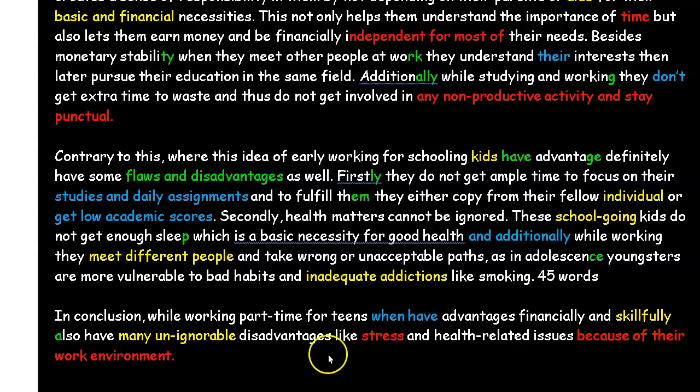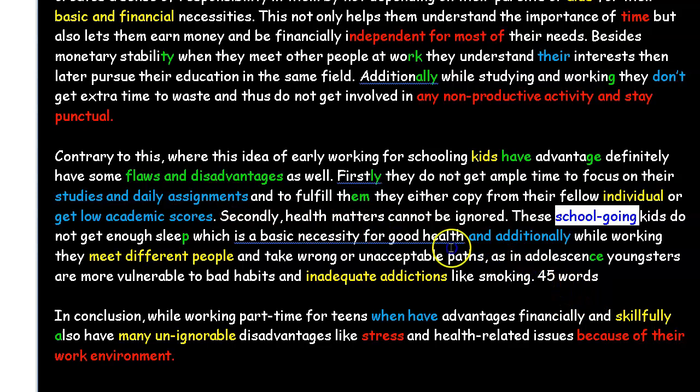While working, they meet different people. Oh, look, just like up here. They meet other people. And here, it's a good thing. Here, when they meet other people, what happens? They take wrong or unacceptable paths. As in adolescence, comma, youngsters are more vulnerable to bad habits and inadequate addictions. Those words don't go together. Like smoking. Oh no. All right, so here we have they meet different people, and it's a good thing. Here we have meet different people, which you're repeating yourself and contradicting yourself.